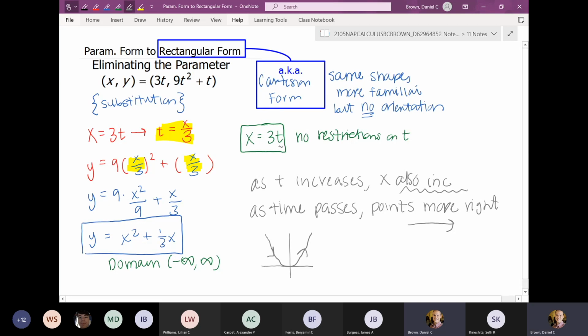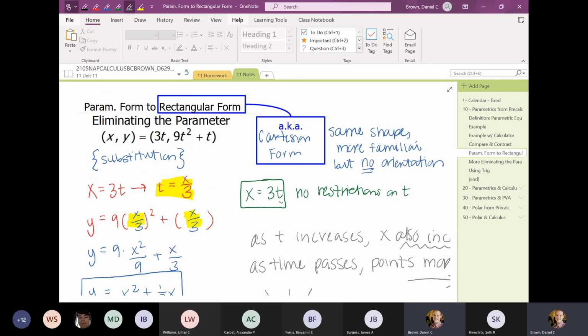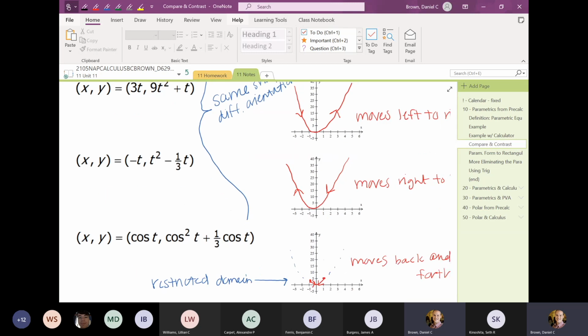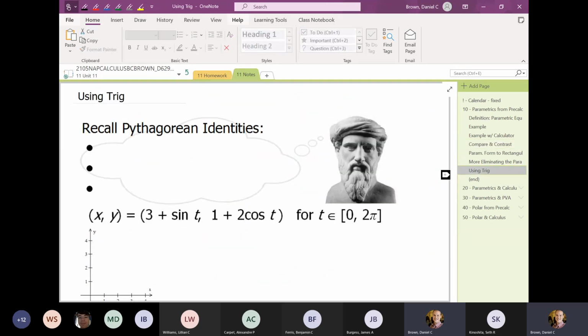Questions on that one? All right, let's do the same thing. So when we graphed on the calculator, I know we did those three. Let's just analyze them, say we hadn't done it in the calculator.